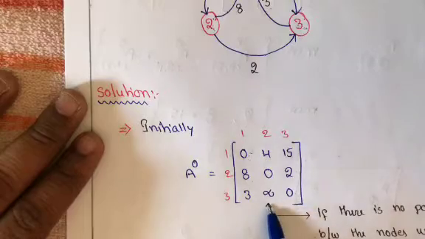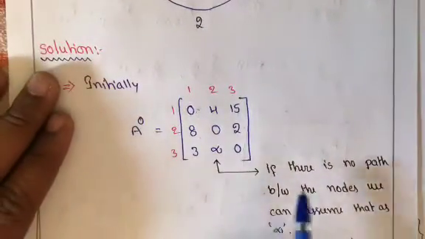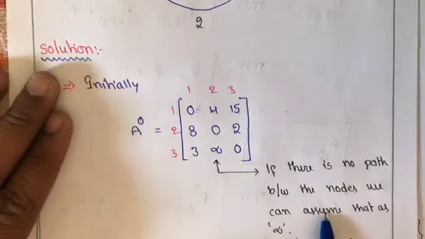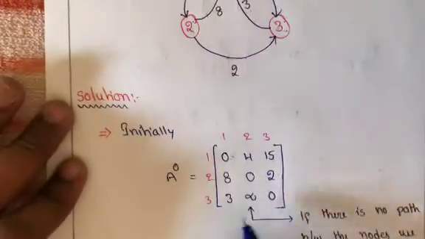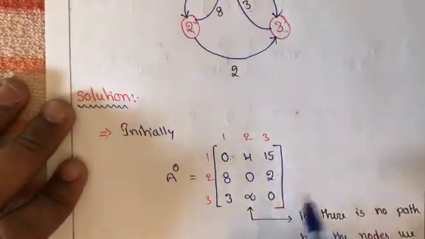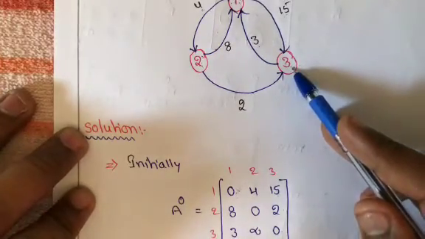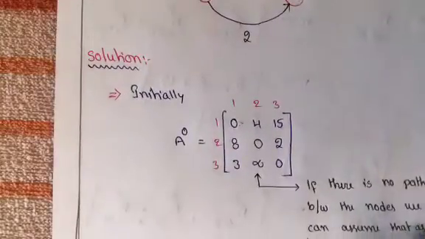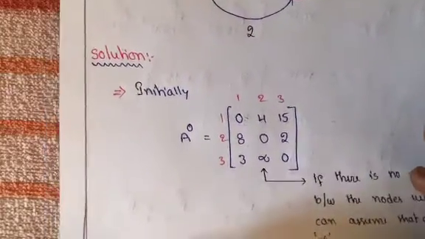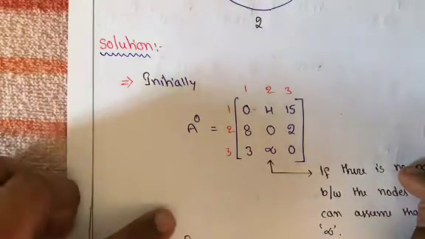I can assume that it's an infinity, that is, I don't know the distance. If there is no path between the nodes, we can assume that as infinity. And then next, 3 to 3 is 0 because it's the same. So the distance from 3 to 3 is 0. So is it clear? The next, here I need to identify A1, A2, A3.